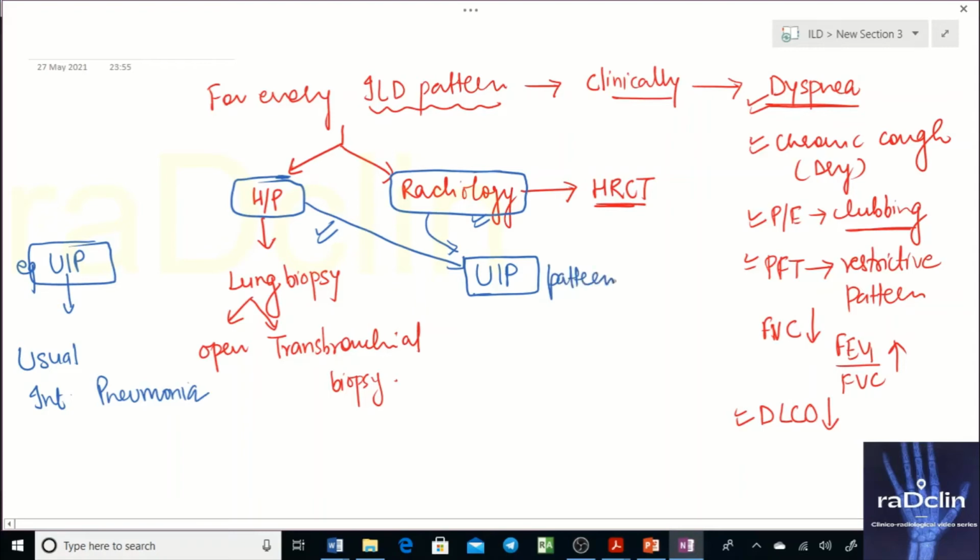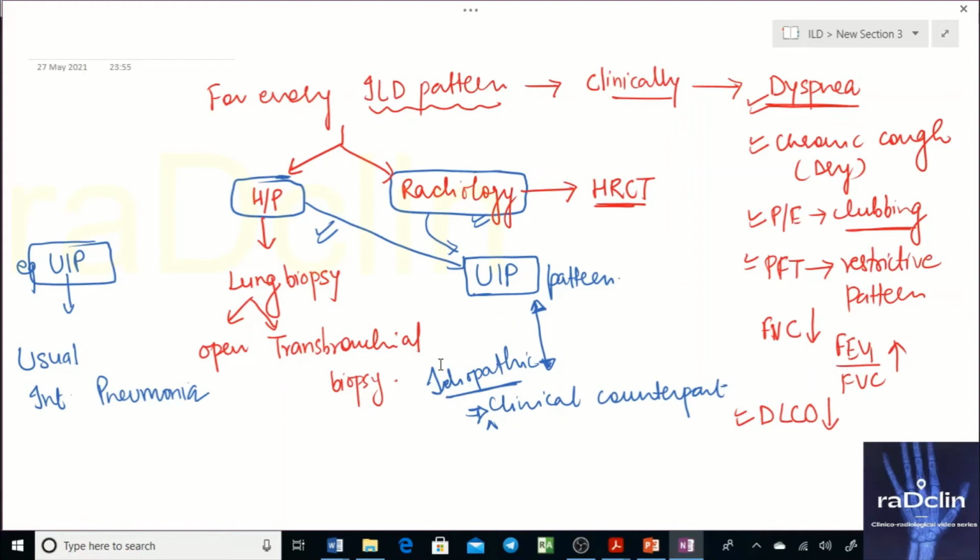Now its clinical counterpart, when we discuss its clinical counterpart, or the syndrome that it causes, or the idiopathic clinical counterpart. We are discussing idiopathic interstitial pneumonias. We are not discussing the specific causes like collagen vascular disease. So I presume that everybody who is viewing this video knows that what we are going to discuss is idiopathic interstitial pneumonia.